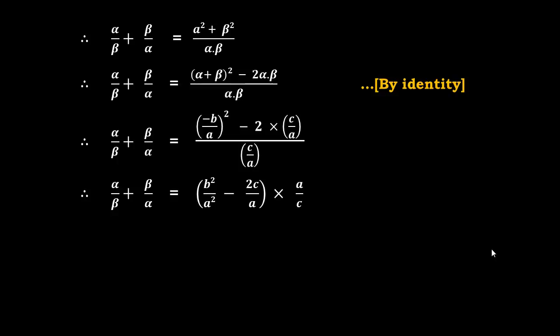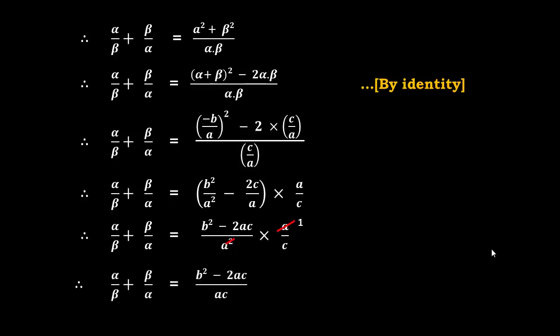Solve the bracket, make the denominator the same. We get (b square minus 2ac) upon a square, into a upon c. a gets cancelled, so we have (b square minus 2ac) upon ac. So the value of alpha upon beta plus beta upon alpha is equal to (b square minus 2ac) upon ac.